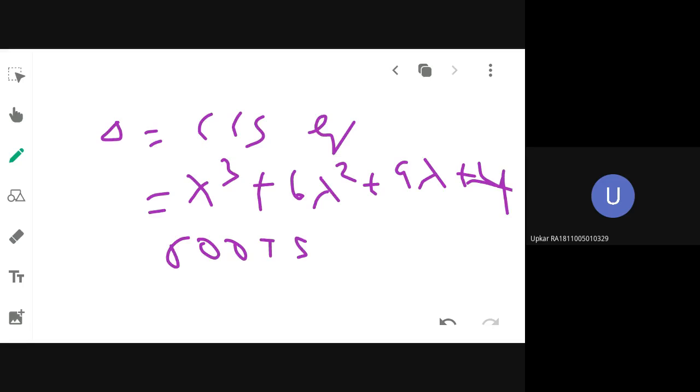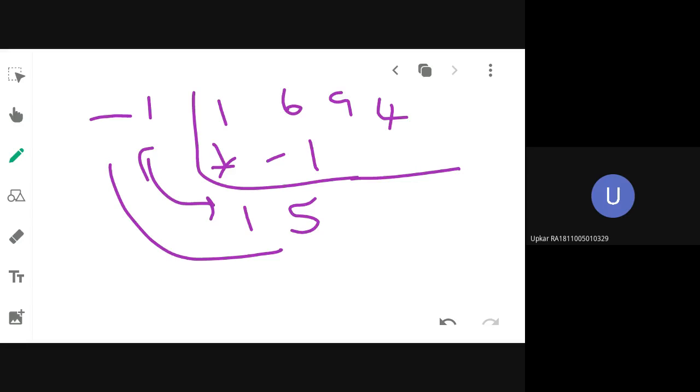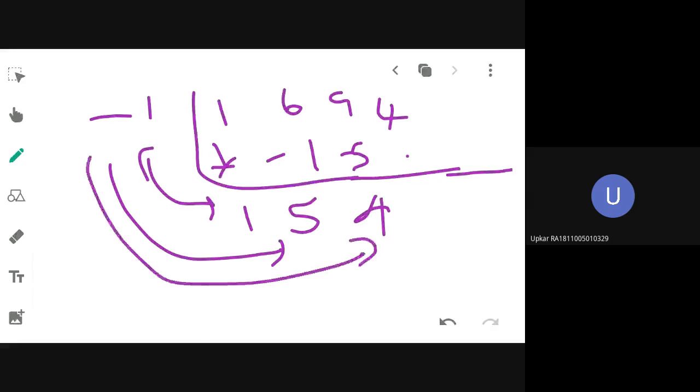One method is the LCM division method, synthetic division, with root minus 1. So you have to retain this. The answer will be 1. Multiply these two, minus 1, so the answer will be 5. Then multiply these two, minus 5, the answer is 4. Multiply these two, minus 4, the remainder is 0. So what is the factor?